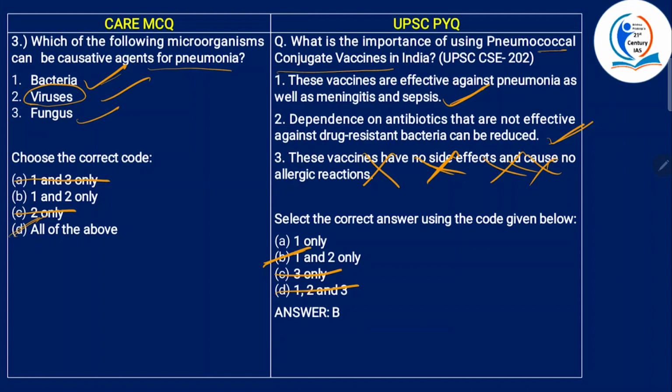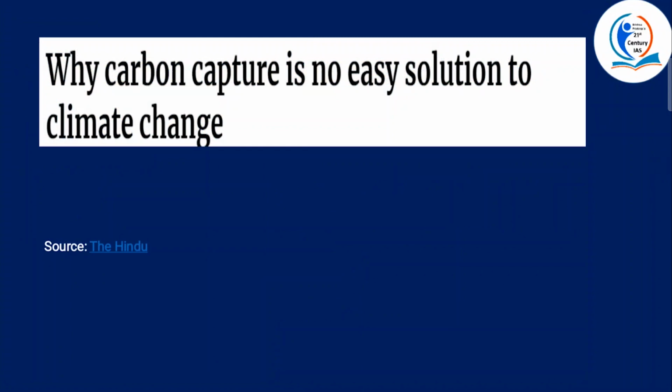Okay, now next article. Why carbon capture is no easy solution to climate change? This word is again important. For the people who are listening to this word for the first time, let me tell you, carbon capture and storage is a way of reducing carbon emissions, which could be the key to tackling global warming. What is this? Can we capture carbon in bags or something? That could be a question in your head, but I'll explain in detail. But this is a basic definition.